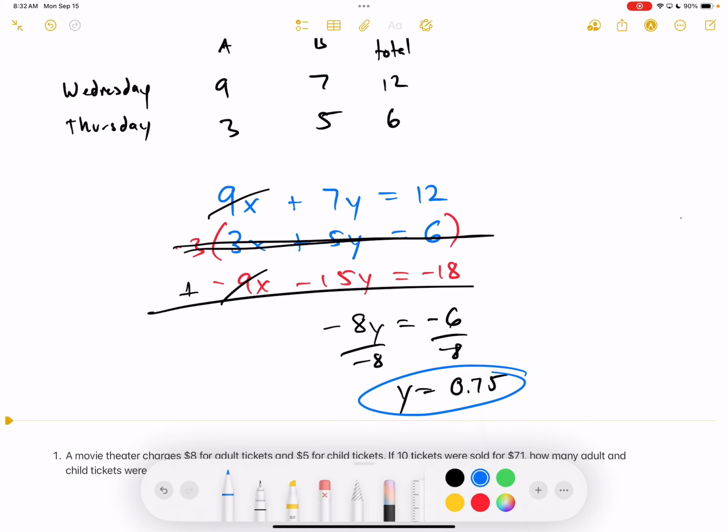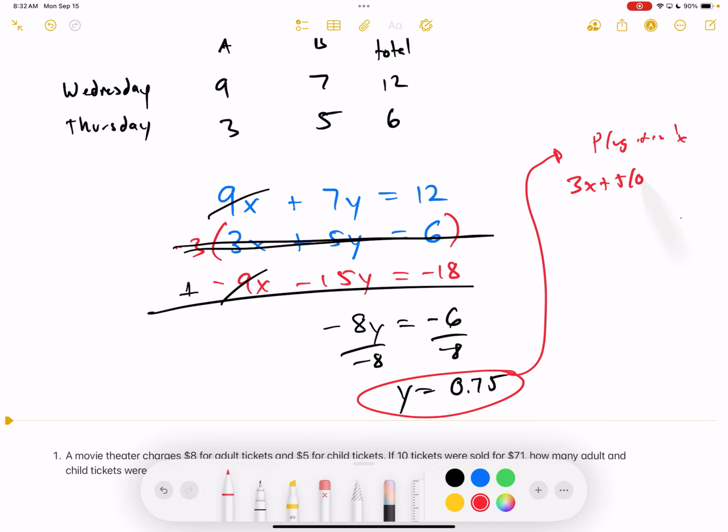So now let's take that. Once you get one answer, plug it in. I'm going to plug it into that one I crossed out. 3x plus 5 times 0.75 equals 6. So that's 3x plus, what is that? 3.5?